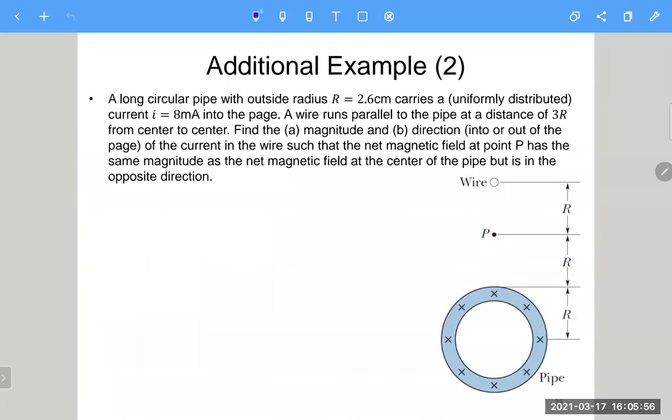Okay, next we consider another additional example.